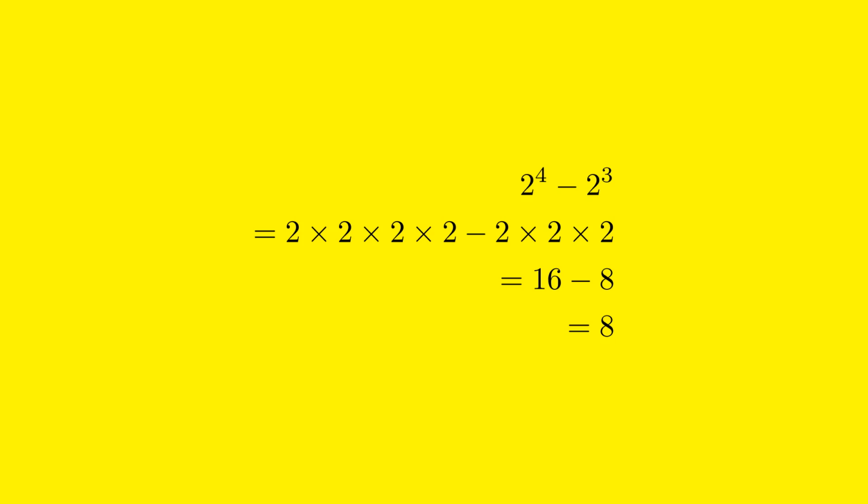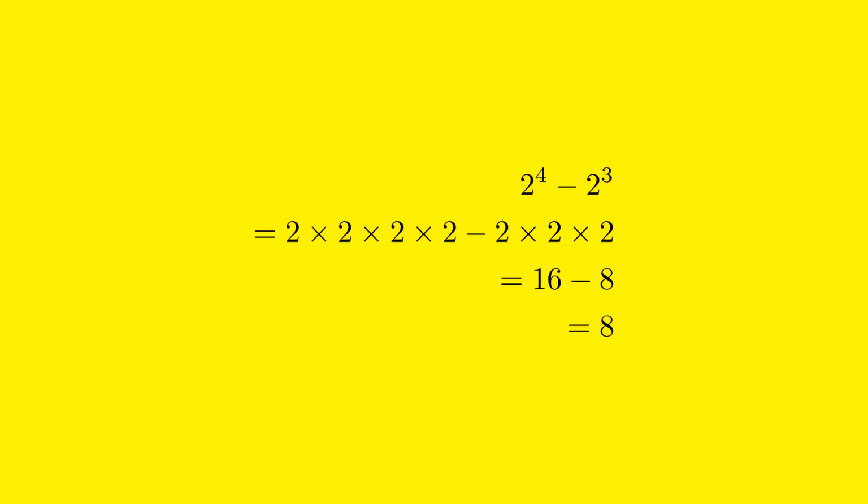Let's simplify each term individually. First, we simplify 2 to the power of 4, which is 2 times 2 times 2 times 2. 2 times 2 equals 4. Then 4 times 2 equals 8. Finally, 8 times 2 equals 16. Therefore, 2 to the power of 4 simplifies to 16. Next, we simplify 2 to the power of 3, which is 2 times 2 times 2. 2 times 2 equals 4. Then 4 times 2 equals 8. Therefore, 2 to the power of 3 simplifies to 8.